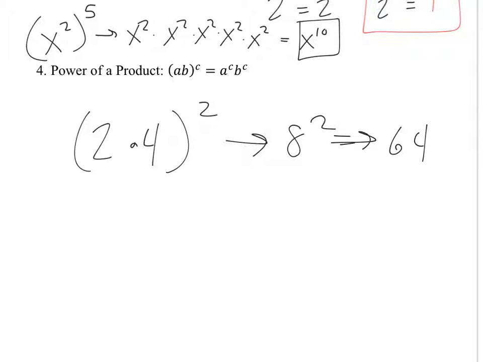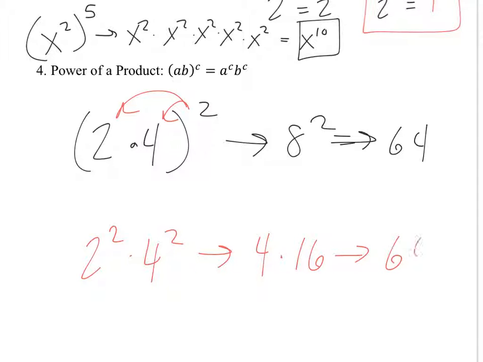Well, just distribute the 2 instead. Do it the way we showed. Put the 2 to both of these instead. 2 squared is 4. 4 squared is 16, still giving you 64. So this proof is by using an example. This is not an algebraic proof. So 2 squared times 4 squared, 2 squared is the 4, 4 squared is the 16, 4 times 16 is 64. The same answer you get whether you do it first or distribute.